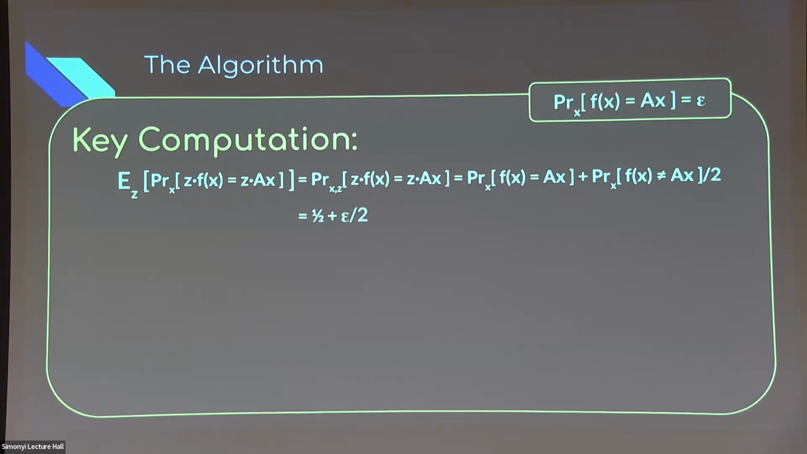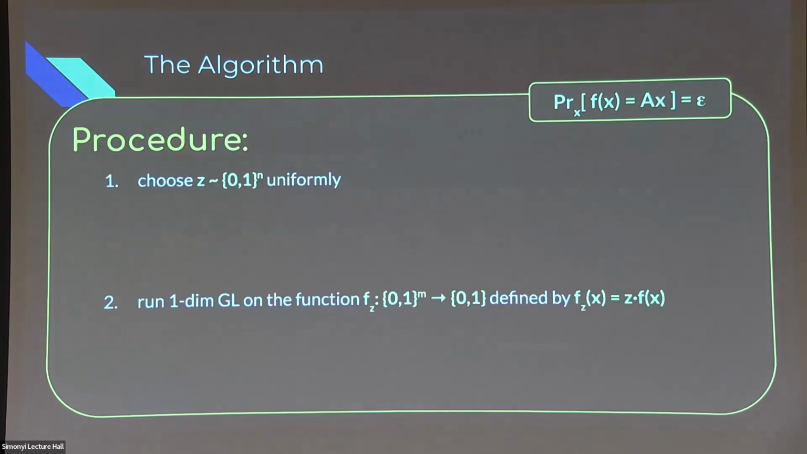You can just do the calculation, or you can understand that if f of x equals A of x, then this holds for every single z. And if f of x does not equal A of x, then it holds for half of the z's. That's going to give you this. And so on average, we are in the setting where it's 1/2 plus delta. So we are in the Goldreich-Levin linear agreement regime on average. So this suggests a procedure.